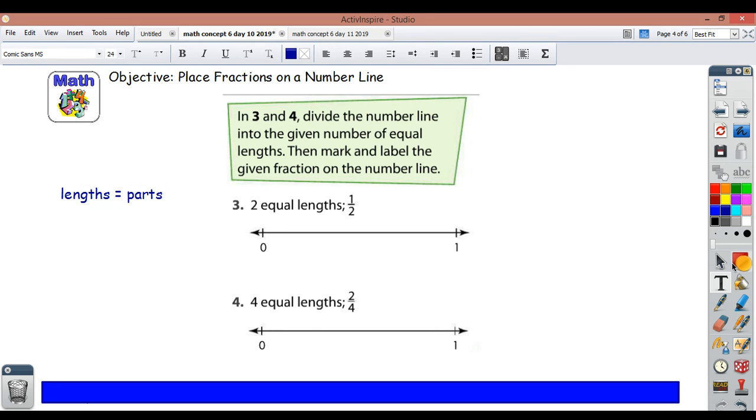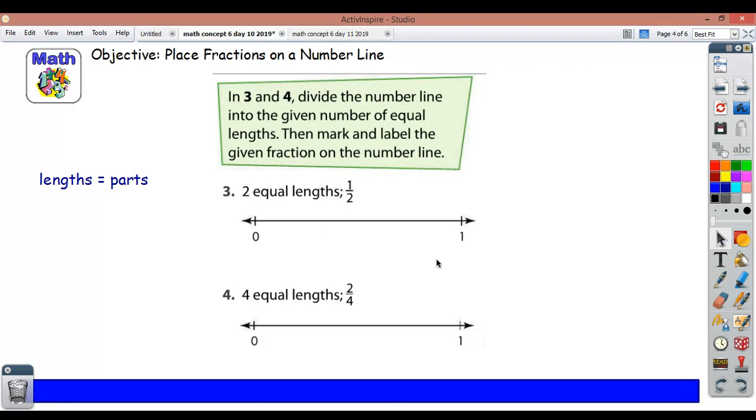So and mark and label. So 2 equal lengths. All right, well, I'm just going to divide this into 2. That's one whole line. I'm going to divide it in 2, okay? And I'm going to mark and label the given fraction on the number line. Well, that's going to be 1 mark, 1 part, 1 length, 1 part, out of how many? 1, 2, because it told me 2 equal parts. Well, that's 1, 2. All right, try this one.